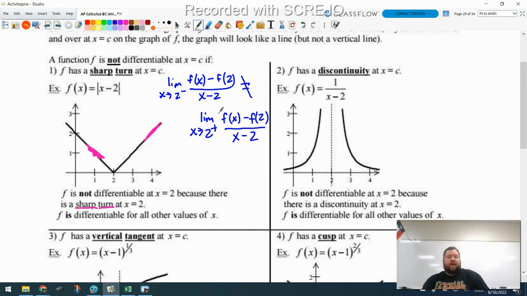The second way that you can tell a function is not differentiable is if it's not continuous at that point. We learned all the ways to be not continuous. This example is showing a vertical asymptote.